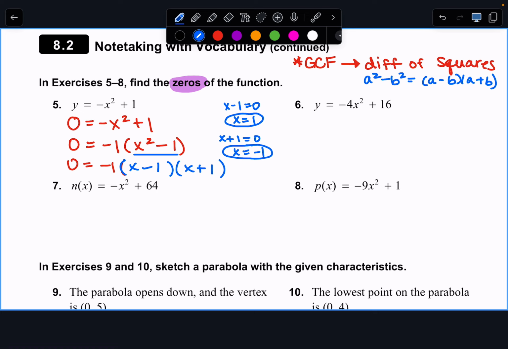Okay, so what does that mean? That means if we were to graph this parabola, we know that at 1 and -1, it is going to hit the x-axis. We also know, because of this right here, that the vertex is shifted up 1 and it's going to open upside down. Man, that's some great information to know, isn't it?